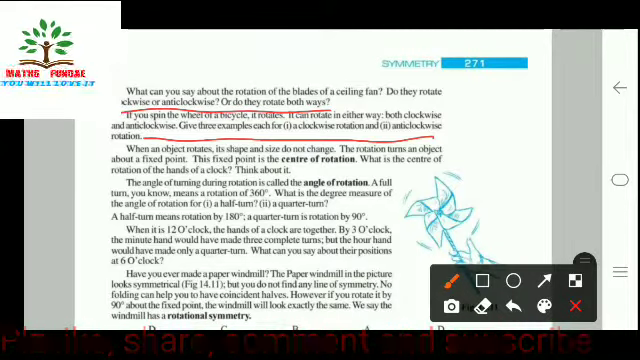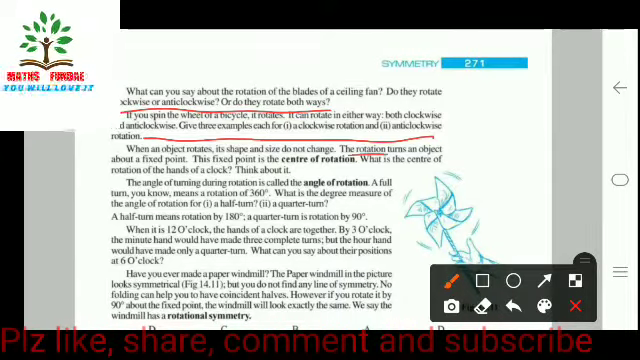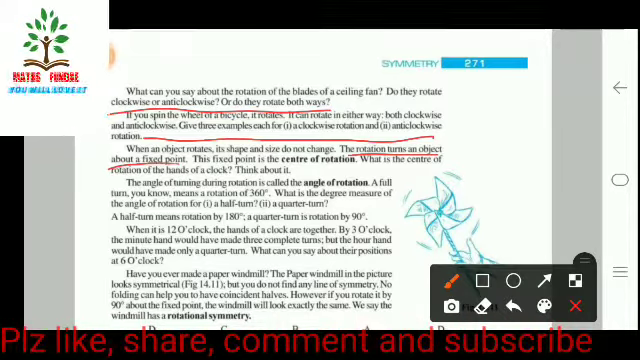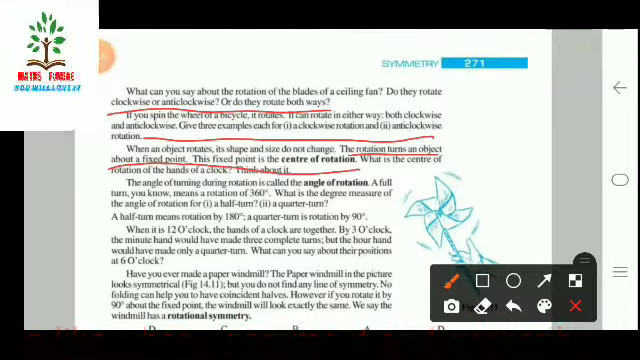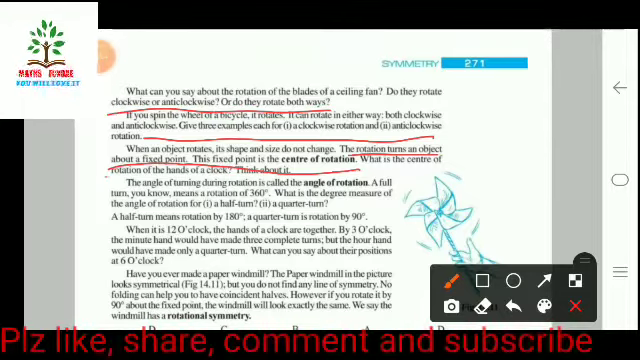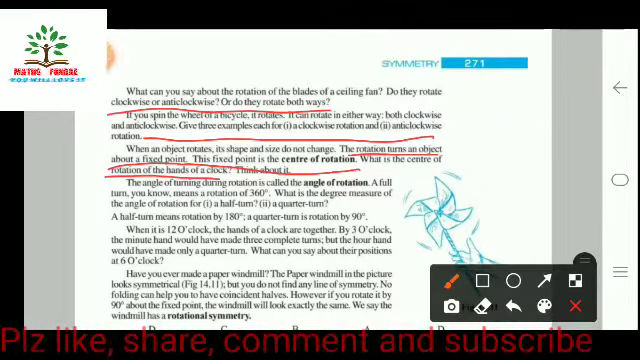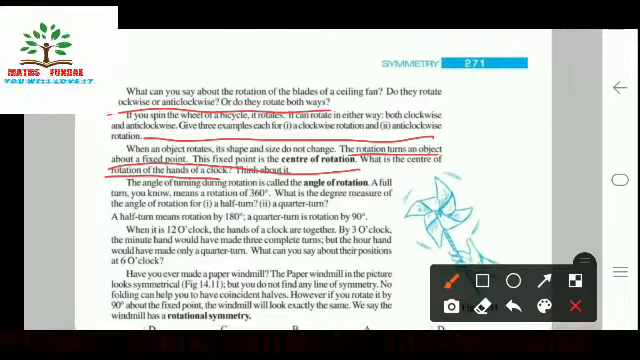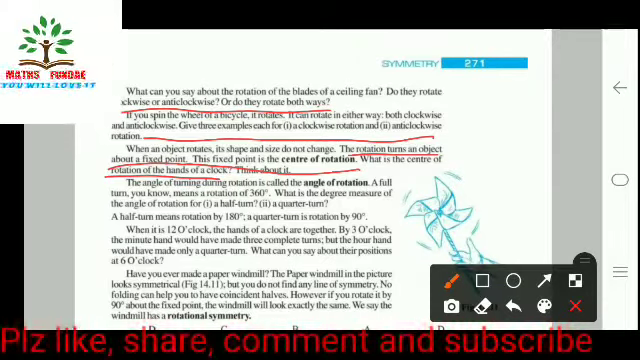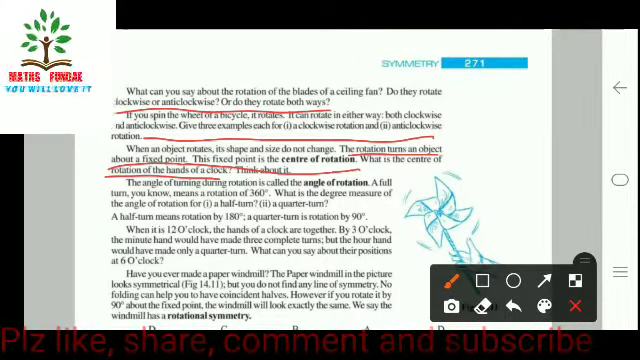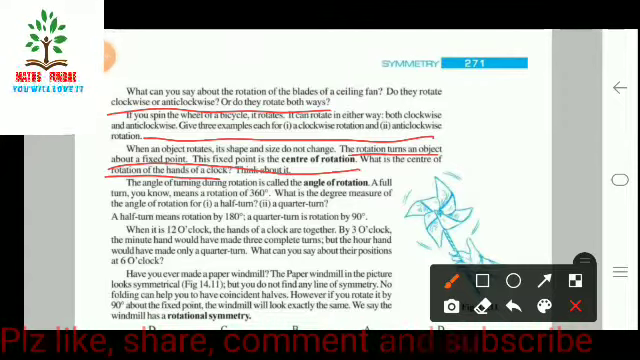So rotation turns an object about a fixed point. This fixed point is called the center of rotation. So what is the center of rotation of the hands of a clock? Yes, we have done this. It is the point where all the 3 hands are meeting, or from where they originate.